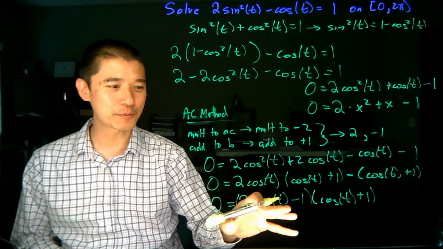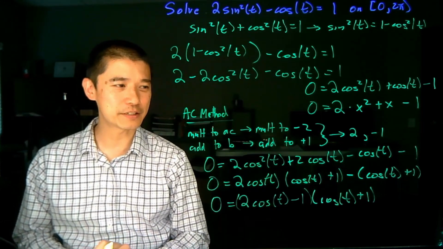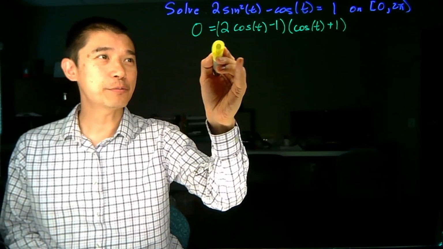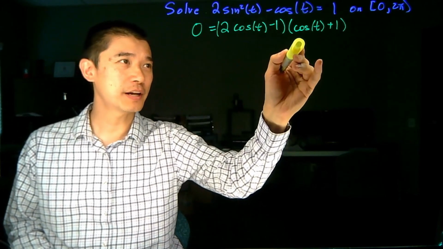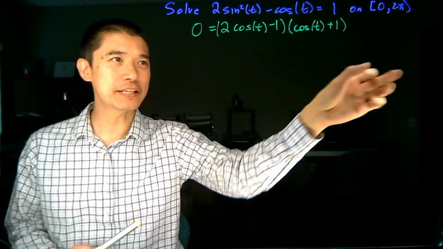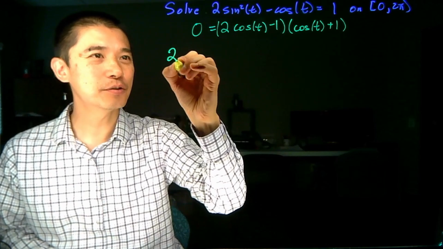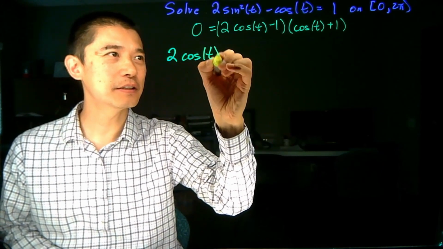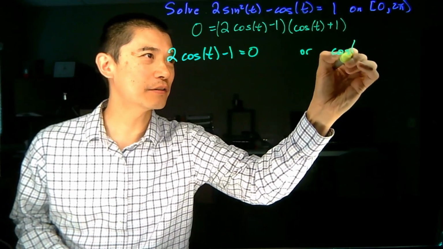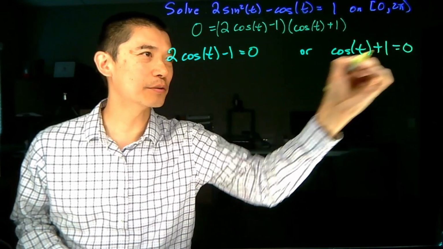We're out of space here, so I'm going to erase the board and give myself more space and pick up from there. Okay, so here we are with 0 equals 2 cosine t minus 1 times cosine t plus 1. And by using the zero product property, we're going to set each of these equal to 0. So 2 cosine of t minus 1 is equal to 0, or we could have cosine of t plus 1 equals 0.